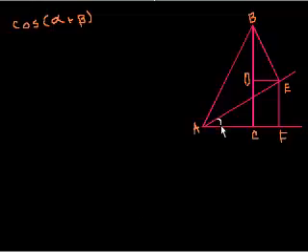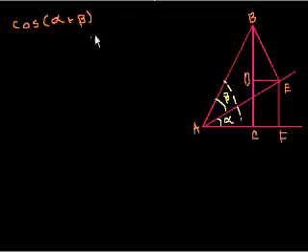Let's say that this angle right here is alpha, and this angle right here is beta. Right? So we want to know cosine of alpha plus beta. So alpha plus beta is this large angle right here. Right? So what's the cosine of that?